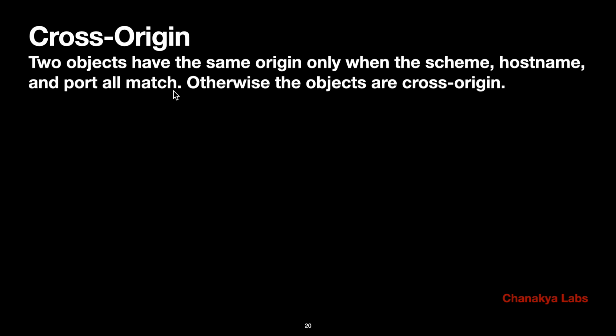Two objects have the same origin when all these three things are the same. Simple, right? Only when scheme, hostname and port all match, then it is called same origin. If even any one of them does not match, then we say the origins are not the same, and these objects are at different origins, which means these objects are cross origin. You can say objects at cross origin also. Now we will look at some examples of different origins.